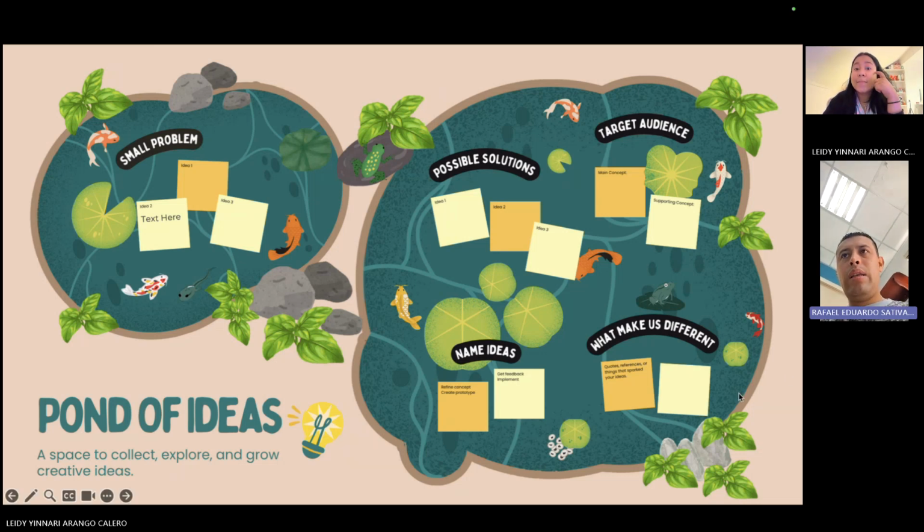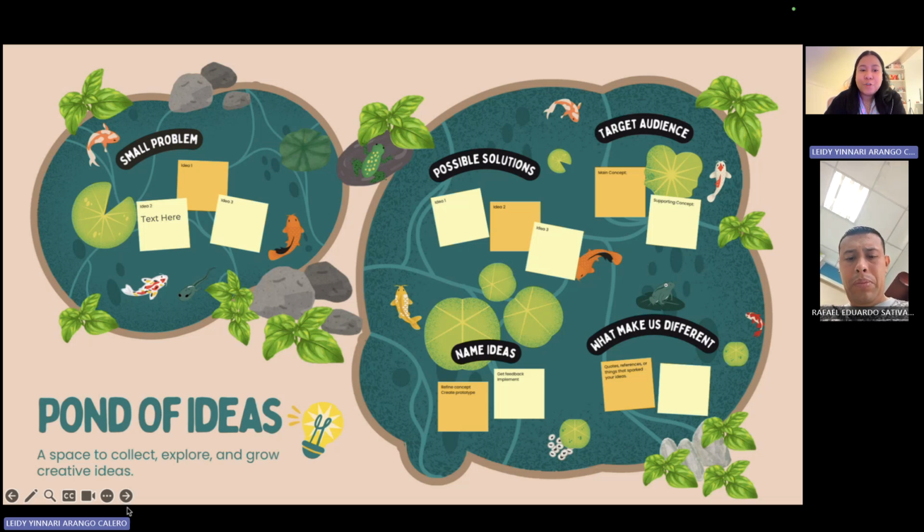The car needs to be always clean and it is a private service. Okay, that's really nice. You did a really good job. The idea that you created for the problem that you identified first was really understandable.